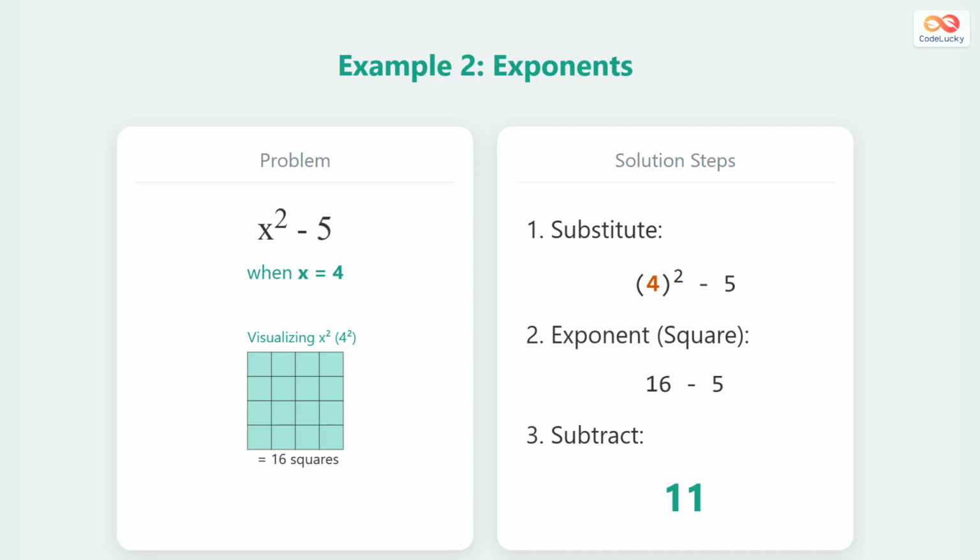Now let's try one with an exponent. We need to evaluate x squared minus 5 when x equals 4. We substitute 4 into the parentheses where x was. Now we calculate 4 squared, which means 4 times 4. That gives us 16. Finally, 16 minus 5 equals 11.